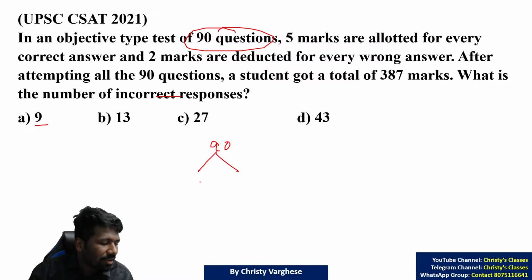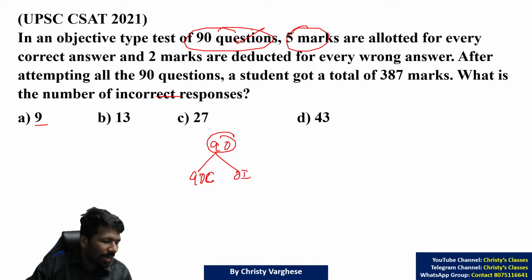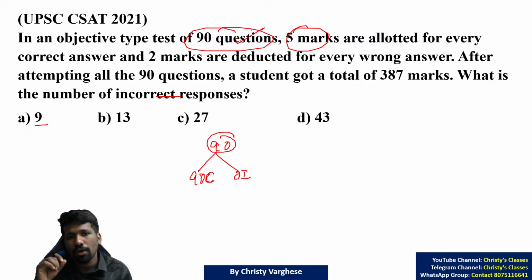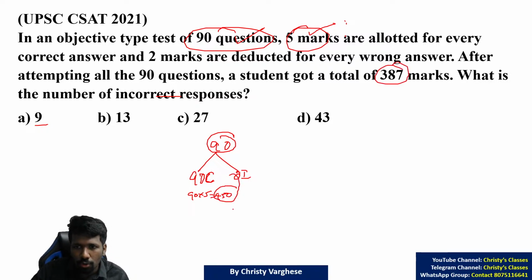You just take a random example, or you just divide it into a random number. Like, what if it is all 90 correct and 0 incorrect? What will happen? 90 correct means 5 marks each. Or just think practically: if you are able to attempt all 90 questions and all of them are correct, you will get full marks. What is the full mark? 90 into 5, that is 450. But did the candidate get full marks? No, right? He got only 387.